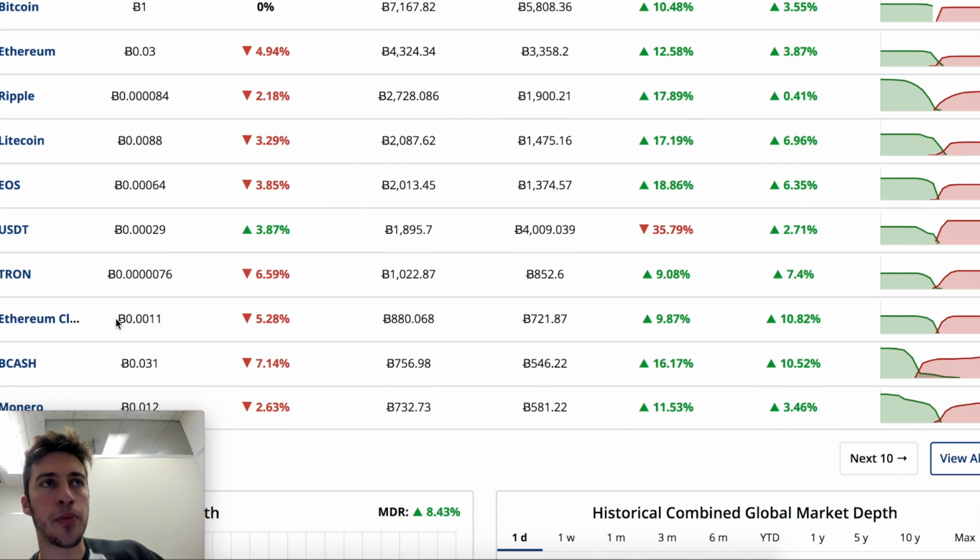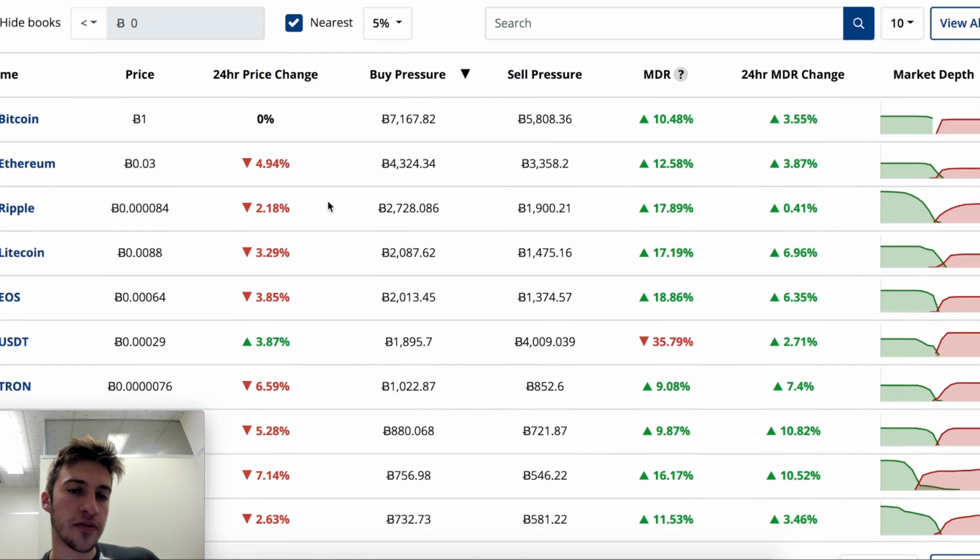What this does is it's going to tell me all buy pressure, all bids, all demand within 5% of the current price, so 5% below the current price, and all offers, all supply, 5% above the current price. And this is going to give us a more short-term look at where that price is likely to go.